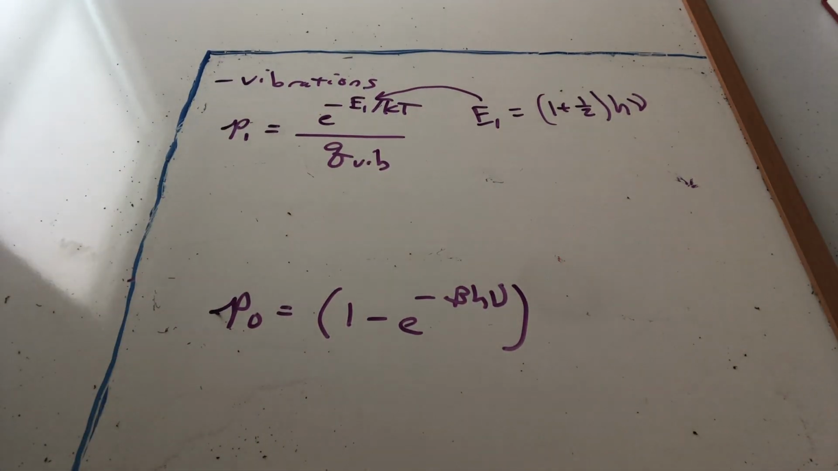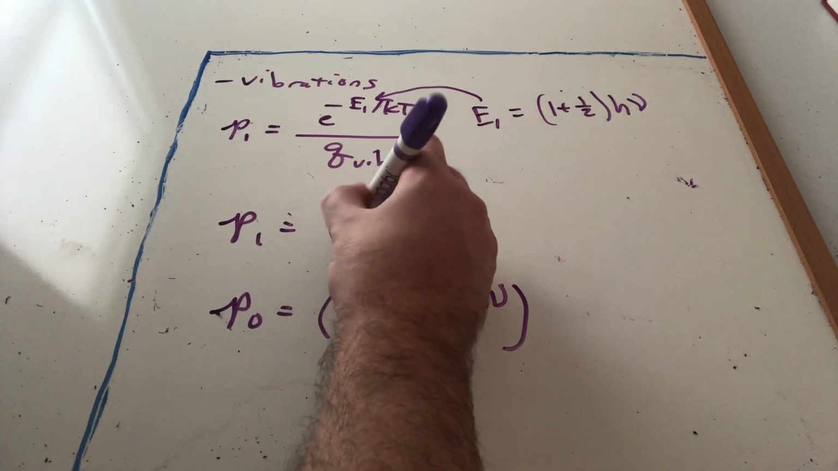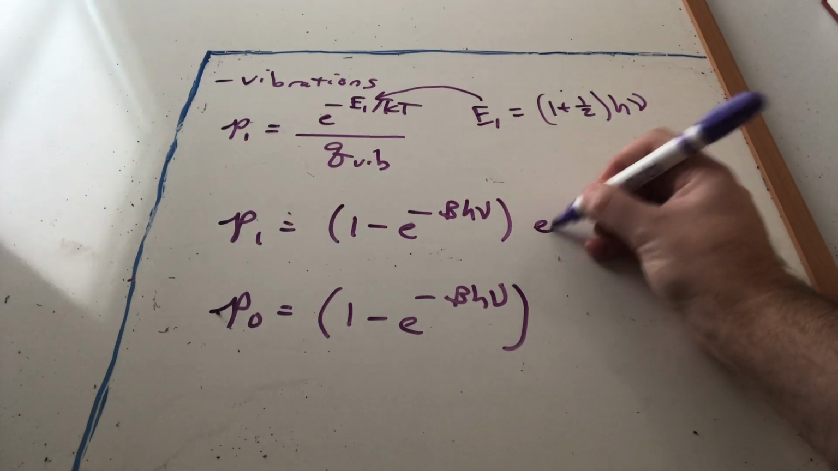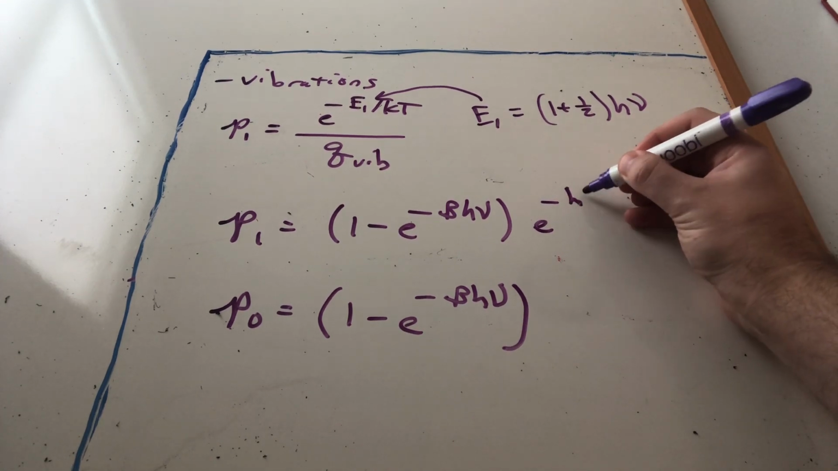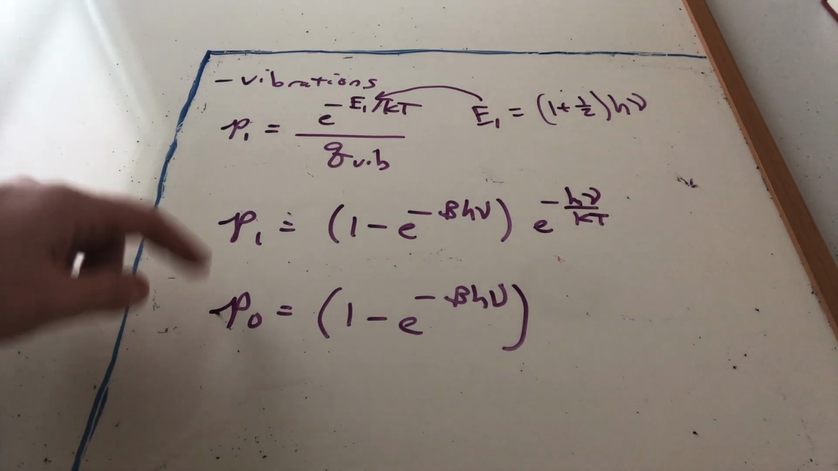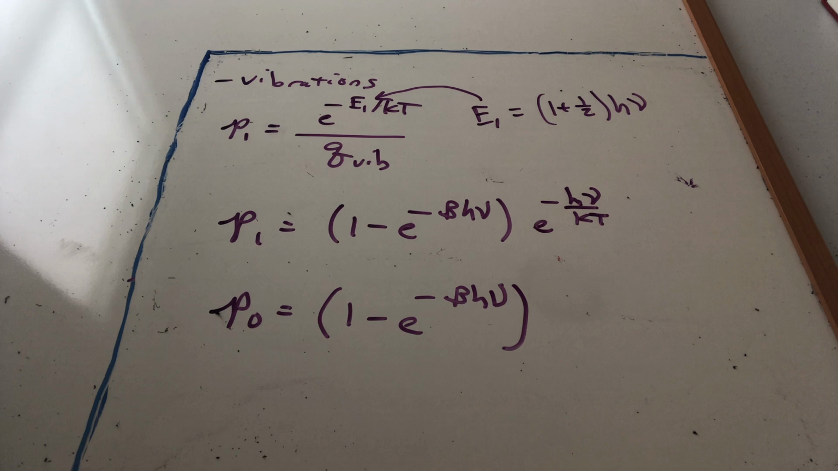I know what Q vib looks like. Fill in the gaps, but you should be able to show that P1 looks like 1 minus e to the minus beta h nu times e to the minus h nu over kT. And be able to do this for any V. So now this is a formula that's valid for any temperature that describes the population to be in the ground vibrational state and in the first vibrational state. Let's take some limits and look at what happens here.